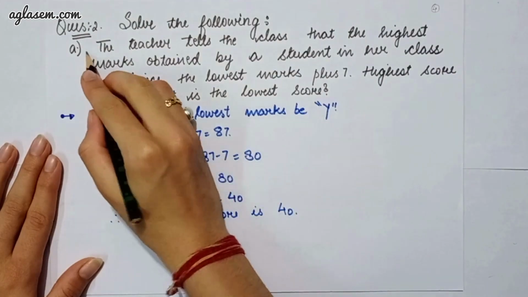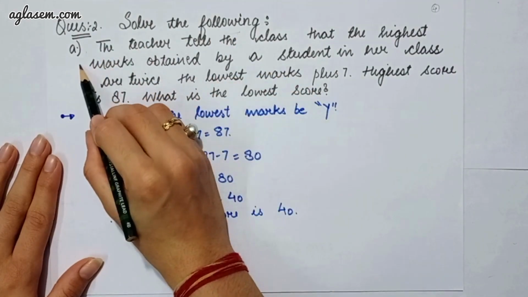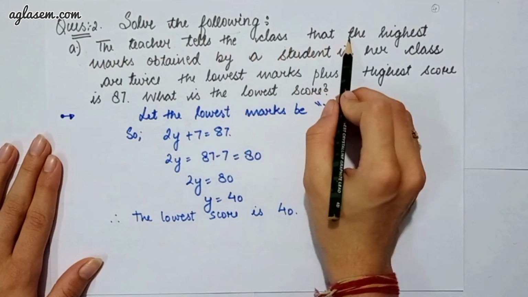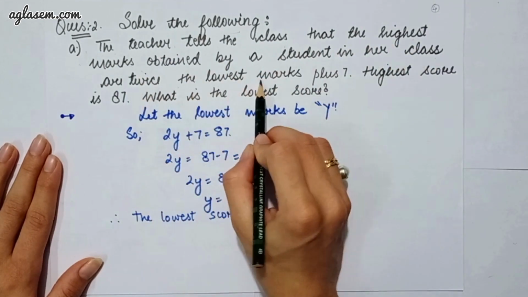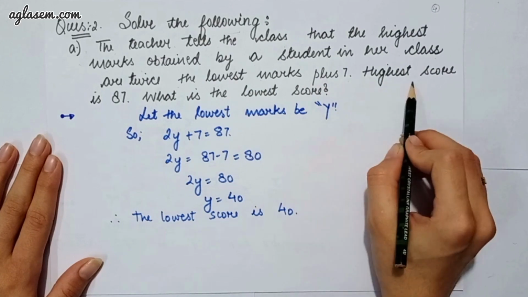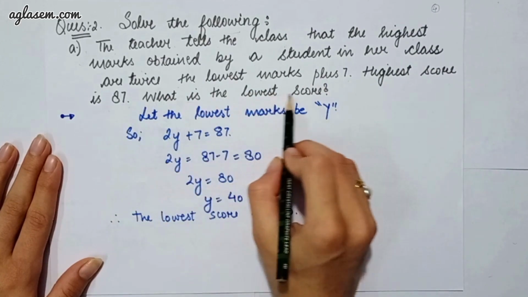Second question says solve the following. First part says a teacher tells the class that the highest marks obtained by the student in a class are twice the lowest marks plus 7. Highest score is 87. What is the lowest score?